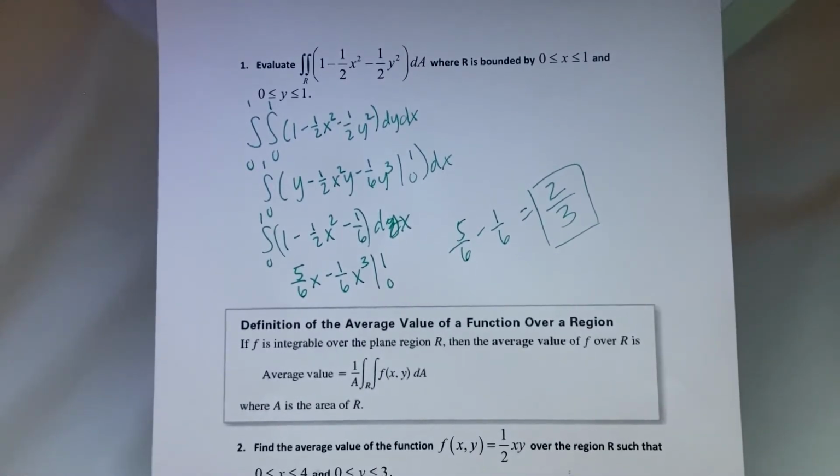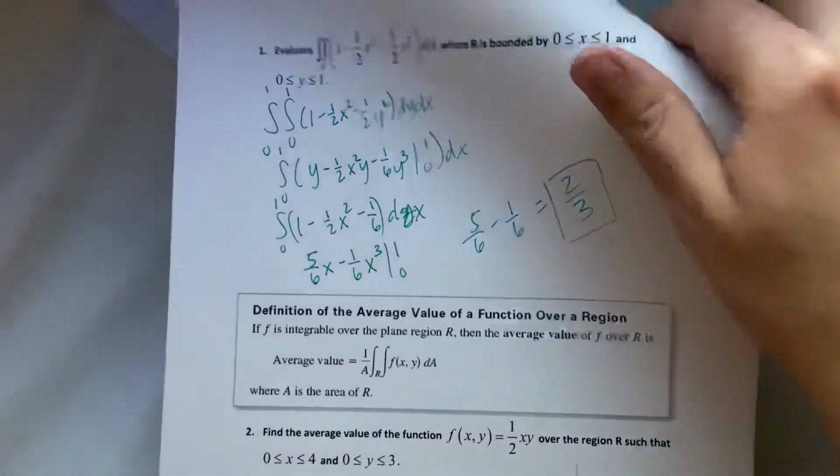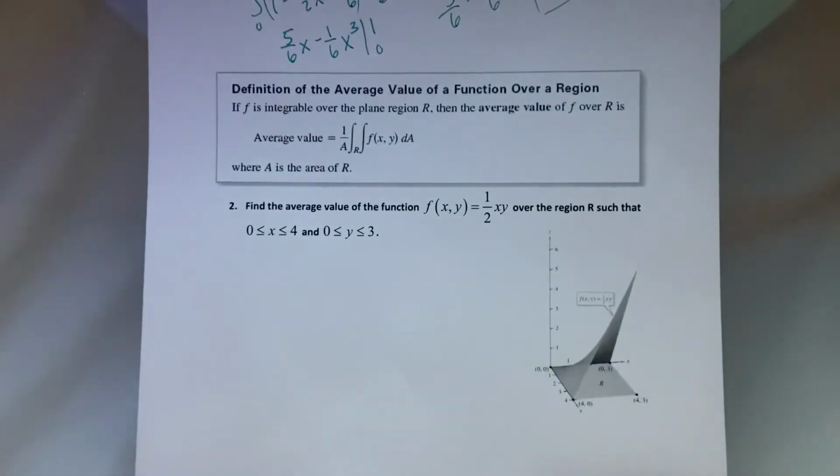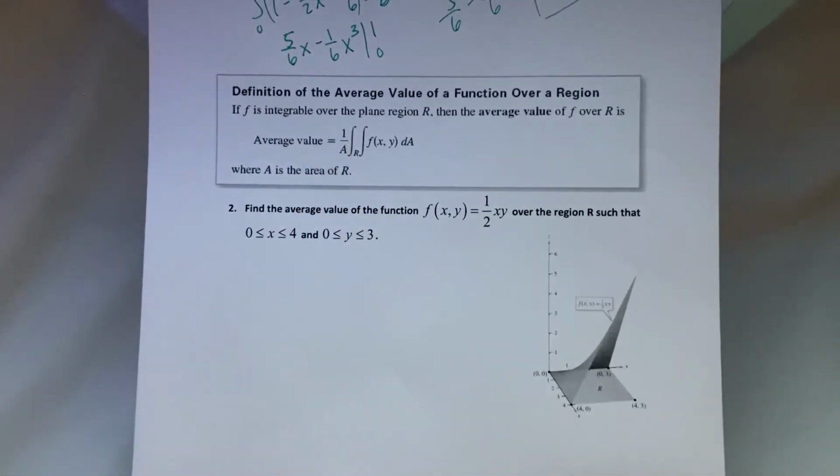Another thing this can be used to do is to find the average value of a function over a region. So if f is integrable over the plane region R, then the average value of f over R is 1 over A times the double integral of f of x, y. So basically you take the total volume and divide it by the area. The area is just the width of x times the height of y. It says find the average value of the function f of x, y equals 1/2 xy over the region R, such that x is between 0 and 4 and y is between 0 and 3.